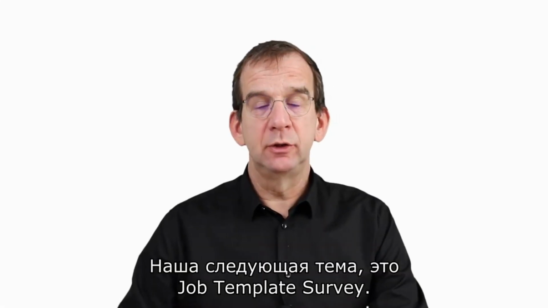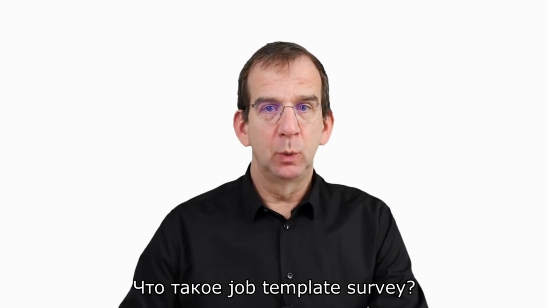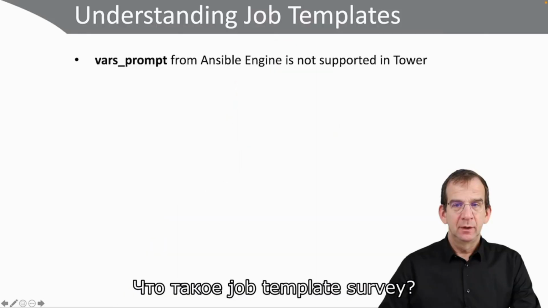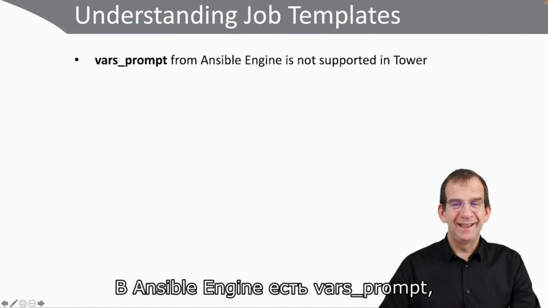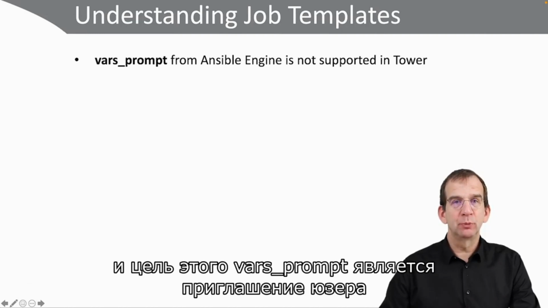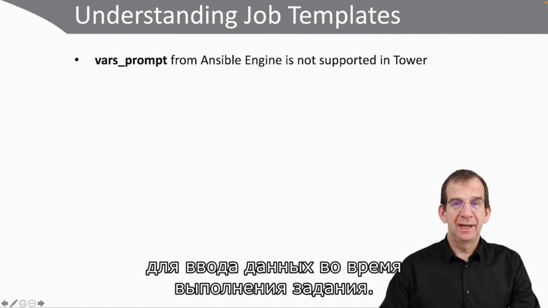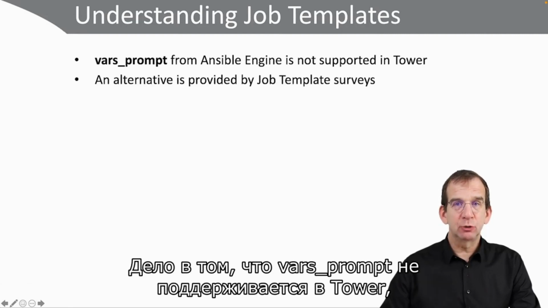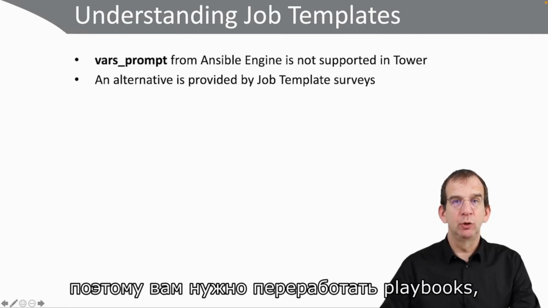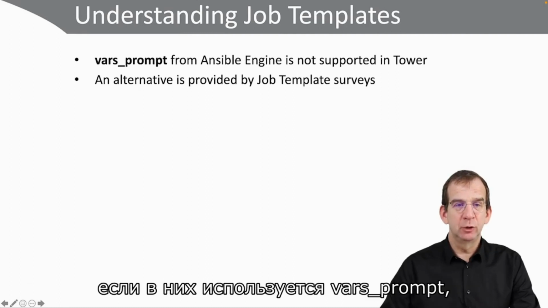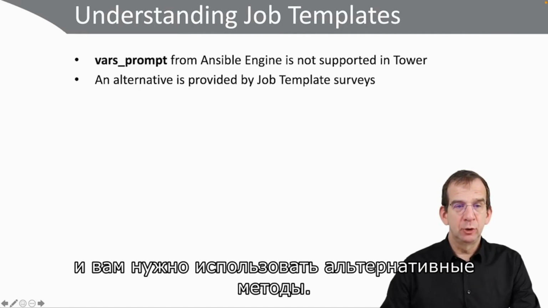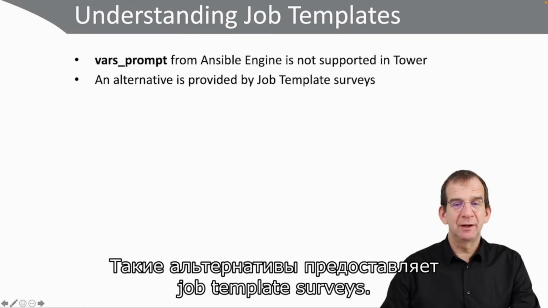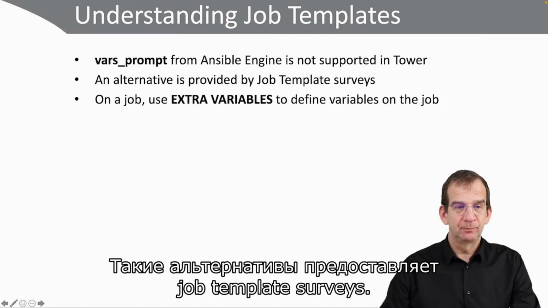Our next topic is the job template survey. So what is a job template survey? In Ansible engine there is vars_prompt, and the purpose of vars_prompt is to prompt the user for input while running the job. And vars_prompt is creating a variable. This vars_prompt is not supported in Tower, so you need to rework your playbooks if your playbooks are using vars_prompt. And you need to use the alternative. The alternative is provided by job template surveys.